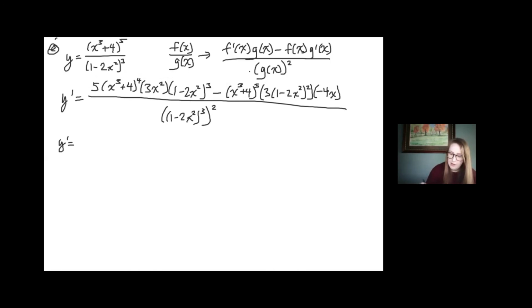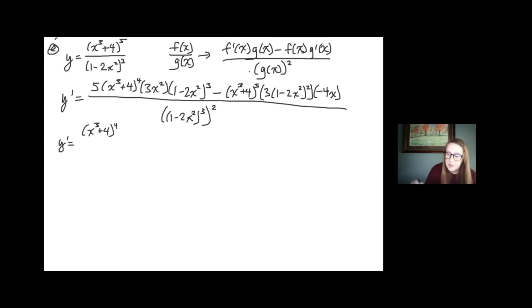So we have x cubed plus 4. That's a common factor. And it shows up in this first set of terms 4 times, because of that exponent of 4. And then in the second term, it's 5 times. So the maximum amount of factors of x cubed plus 4 that we could pull out is 4. So we're going to pull out x cubed plus 4 to the 4th.